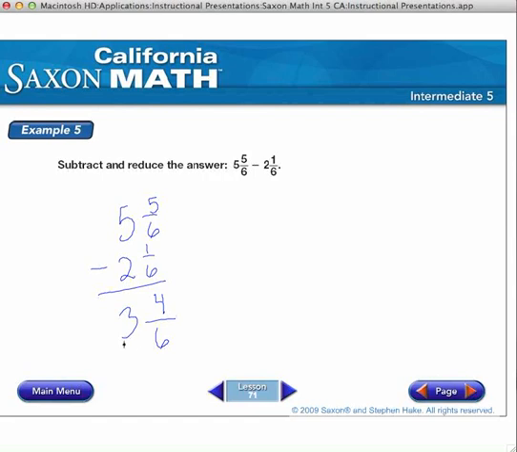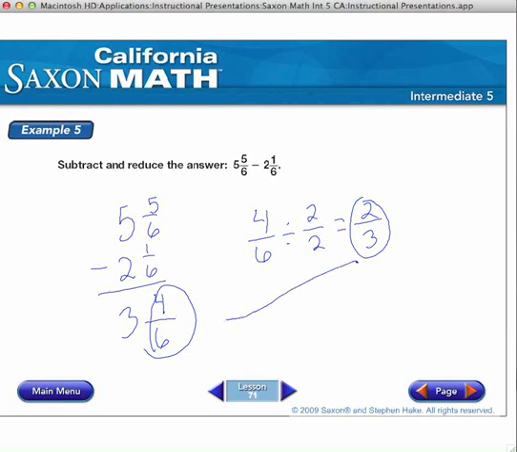Well, I'm not going to do anything with this 3. It gets left alone. It's a whole number. It's as simple as it can get. But this 4/6 here can be reduced. So 4/6, they're both even. So I'm going to divide by 2 halves. 4 divided by 2 is 2. 6 divided by 2 is 3. So this 2/3 then is going to replace 4/6. So my final answer is 3 and 2/3.